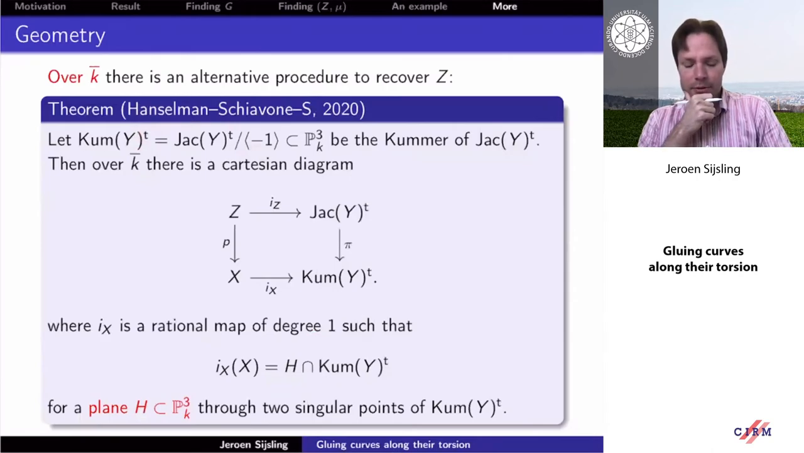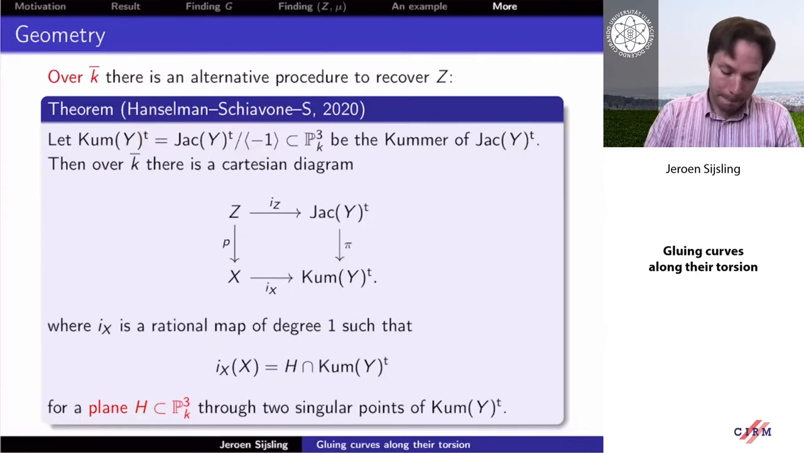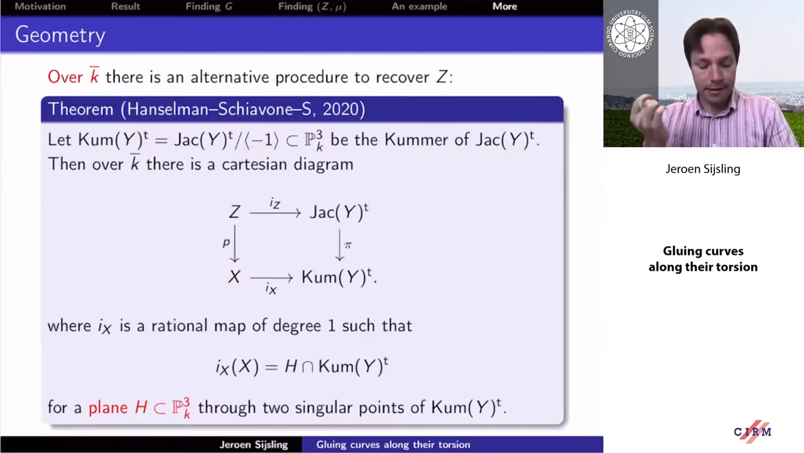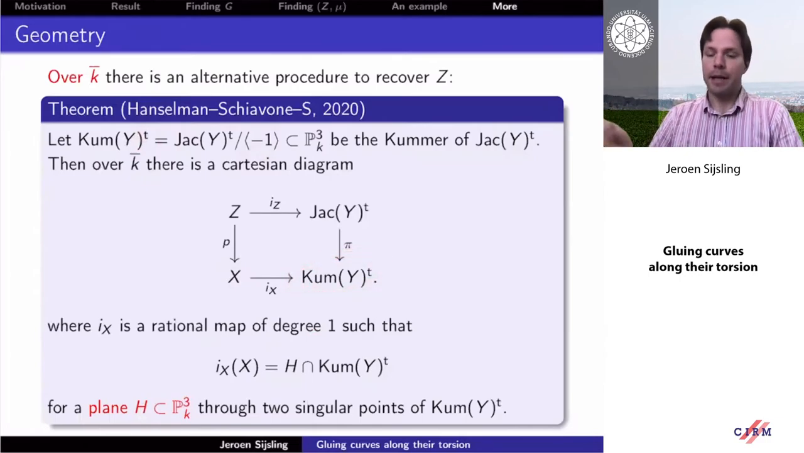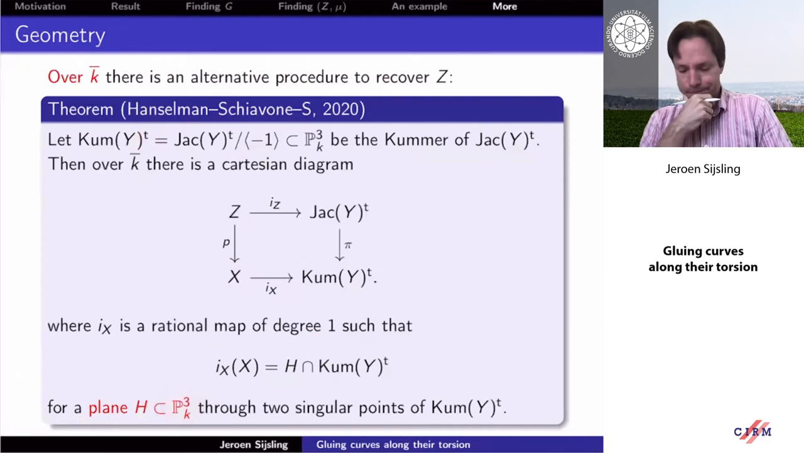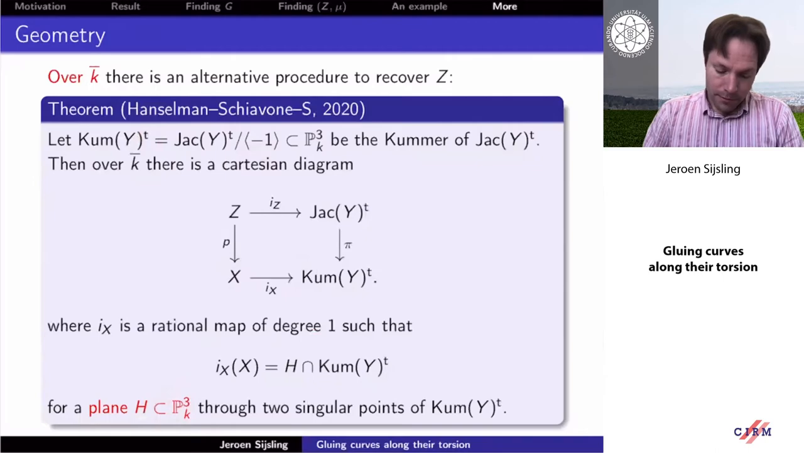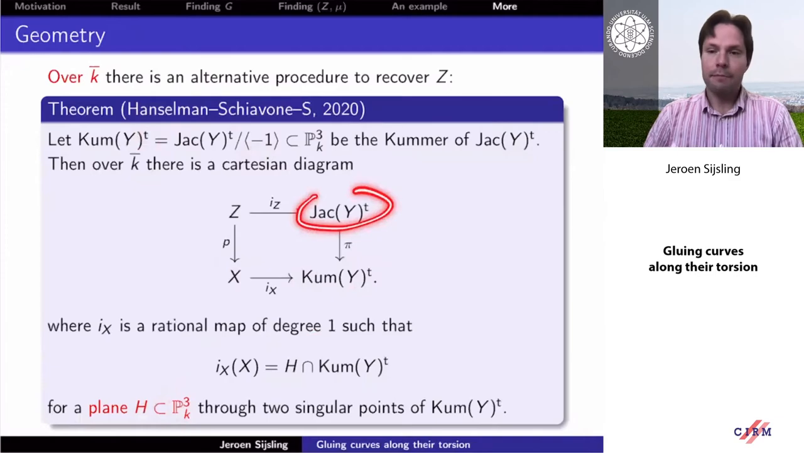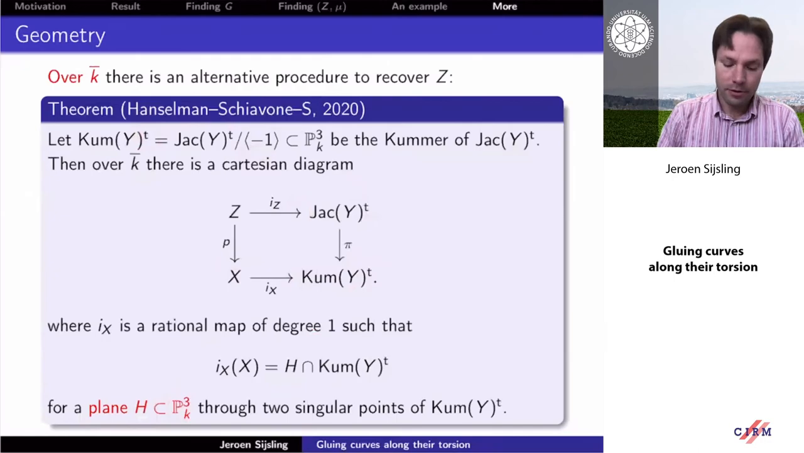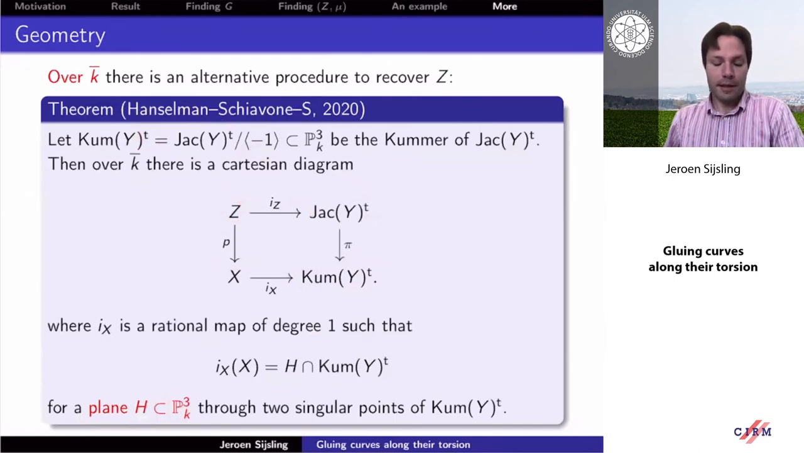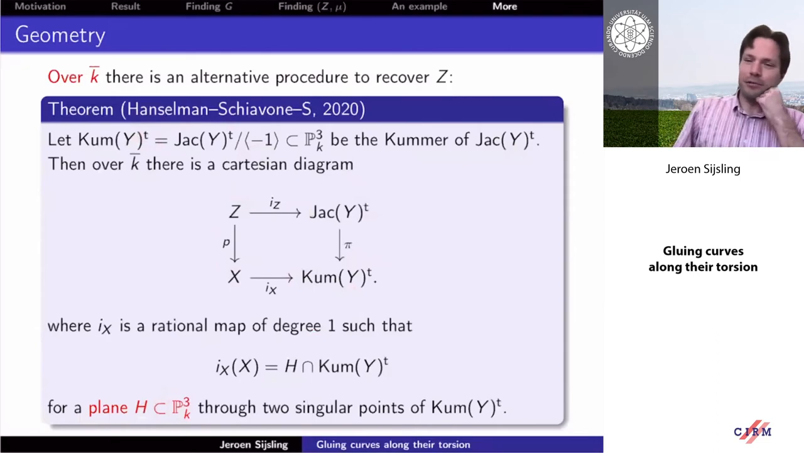And then it turns out that you can realize X, your genus 1 curve, as an intersection of this Kummer with a hyperplane in P3. The Kummer is in a P3. And that gives you this arrow here, X as a hyperplane section. And then what you do is you take the pullback of the 2-to-1 cover of the Jacobian, you restrict it to Z. That gives you a 2-to-1 cover, and that gives you Z2. And that's a geometric construction of it.